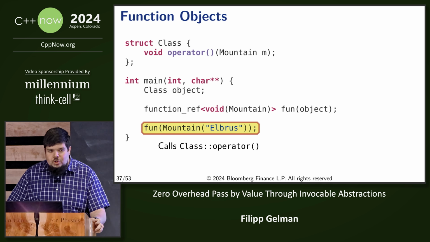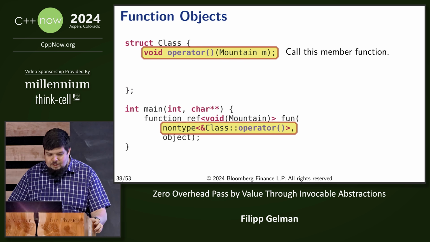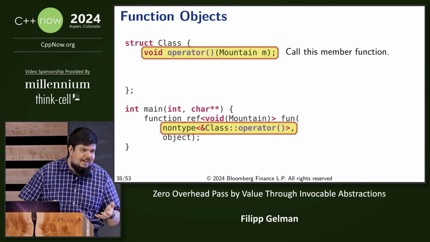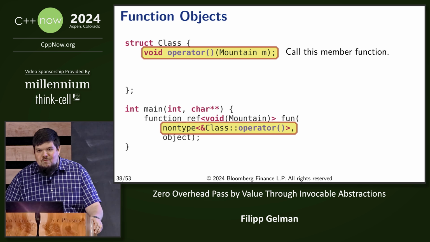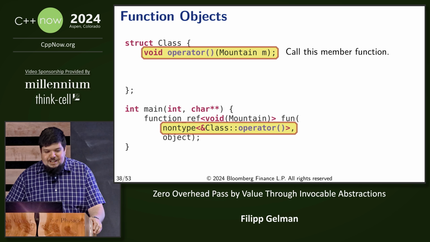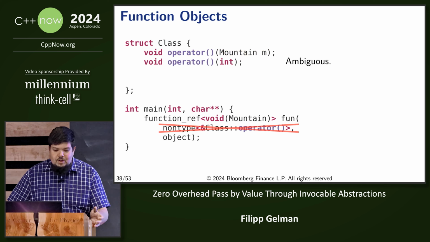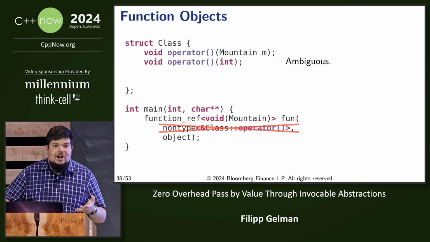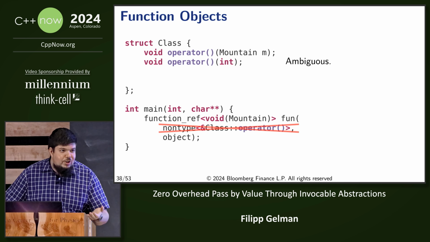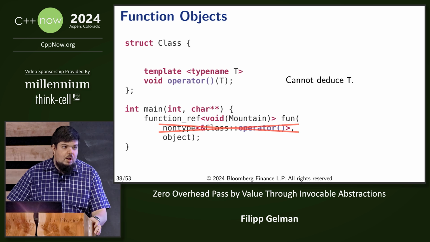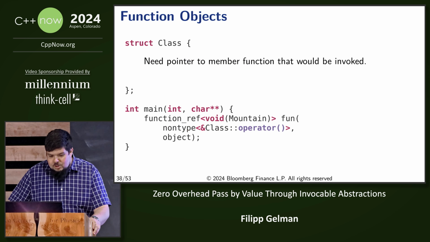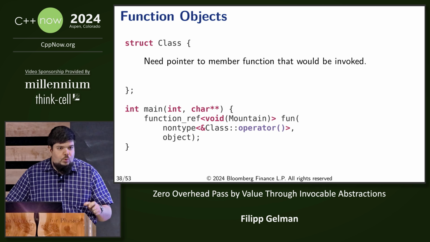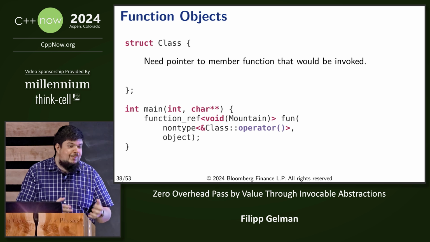This should be equivalent to constructing a function ref and specifying that member function explicitly, but that's not going to work in general. Because suppose that the class that we have overloads its call operator. Now, if I say address of call operator, well, which one? I don't know. It's an unresolved overloaded function. Or what if it's a template? Well, what's the T? I don't know. So the question now is, how do we get a pointer to the member function that would have been called with the arguments that we provide?